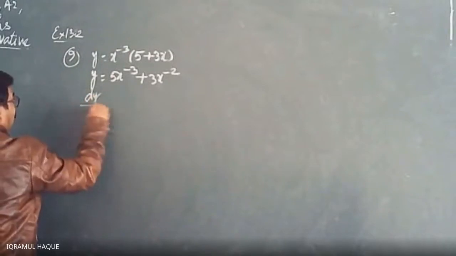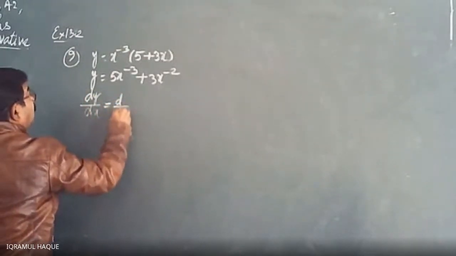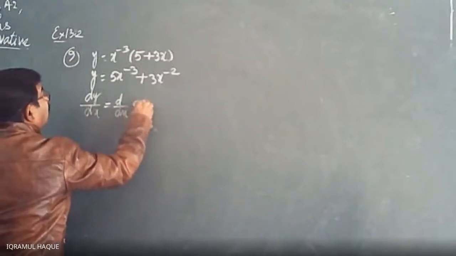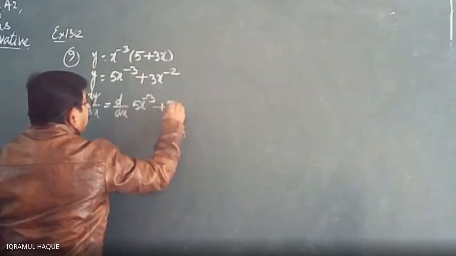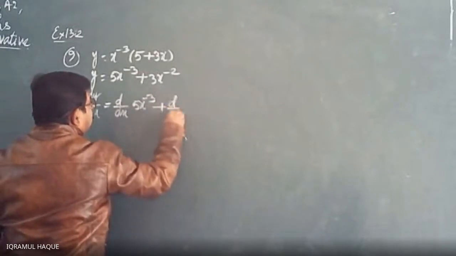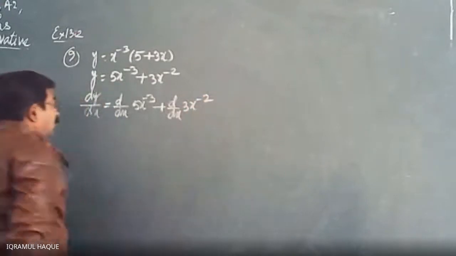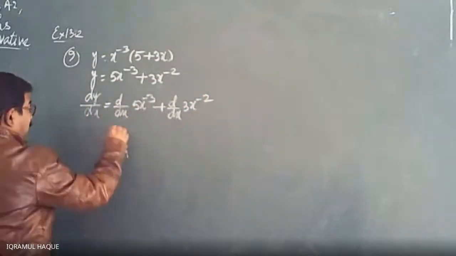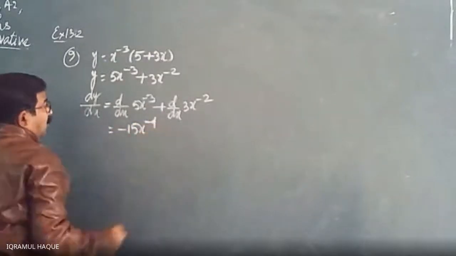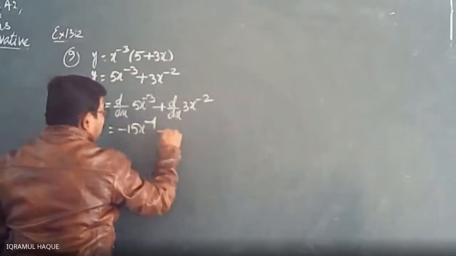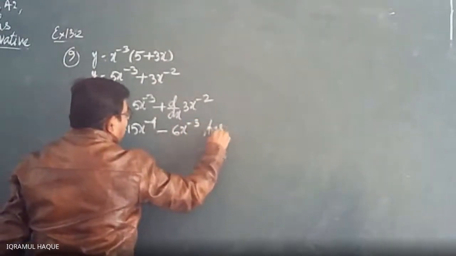dy upon dx is equal to d of dx of 5x to the power minus 3 plus d of dx of 3x to the power minus 2. Bring this minus 3 this side. So we have minus 15x to the power minus 4. And this 2 comes first. Minus 2 times 3 is 6x to the power minus 3 is the answer.